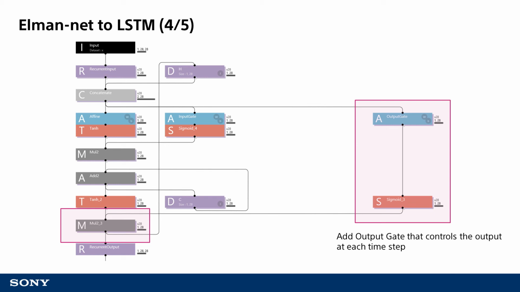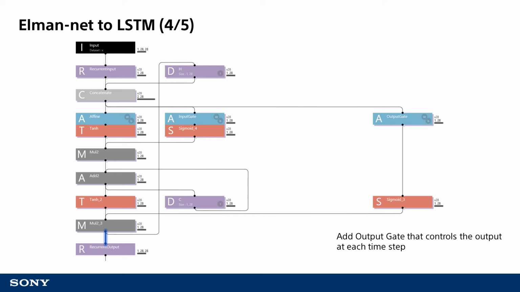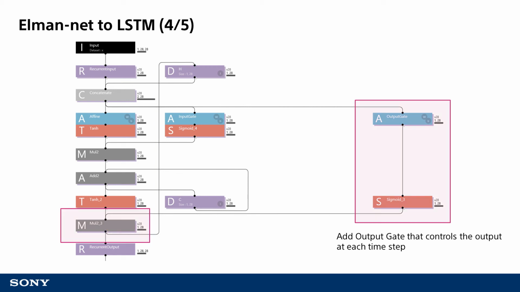The output weighted by the output gate will be the output of the LSTM itself, and it will be carried over to the next time step through this path that has existed in Elman-net. In other words, the output gate controls the information that is passed on to the next time step, so that information that is useful for the next time step is passed through. But information that is not useful or has a negative impact on the next time step is not passed through.